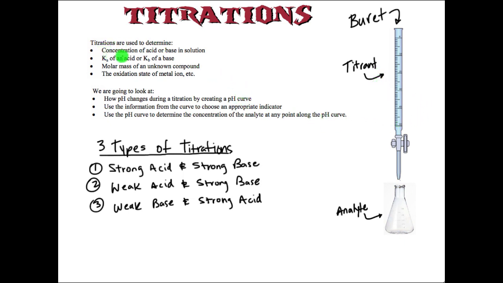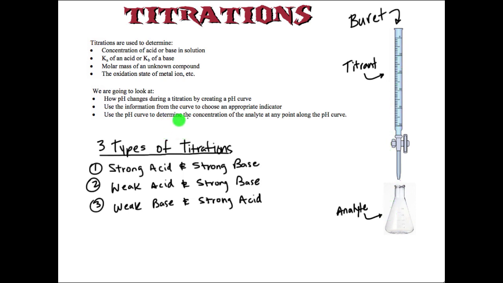So what do we do with these? One, we can find the concentrations of acids or bases in solution. So if I don't know what the concentration is of an unknown solution, which you're going to do in a lab, you'll figure out what the concentration is. You did that in honors chemistry as well. The next lab we're going to do is actually to find the Ka of an unknown acid, and that would be another way we would use a titration. Find the molar mass of an unknown compound, oxidation state of metal ions. There are a lot of uses for these titrations.